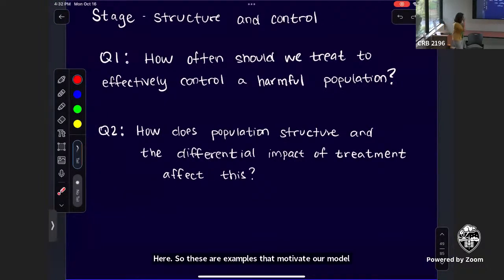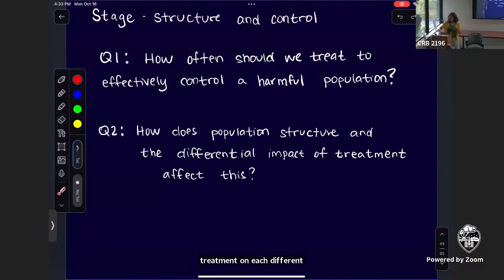And in our model, we address some natural questions that we may want to address, which are how often should we treat to effectively control this harmful population, accounting for this structure, and how does the population structure and the differential impact of treatment on each different class affect how often we should treat.